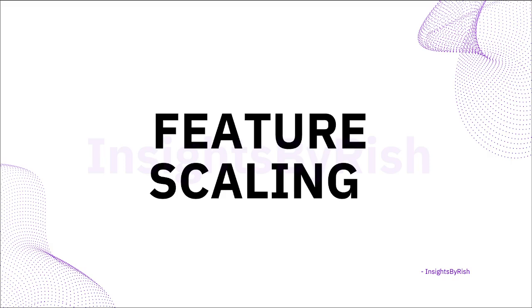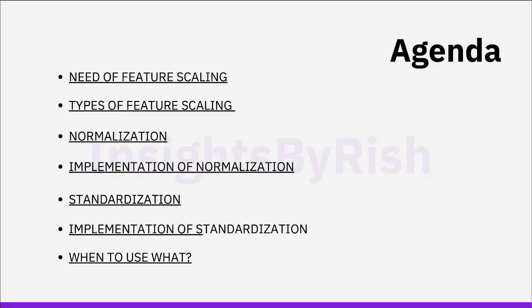In today's video, we are going to talk about feature scaling, which is one of the most important aspects of any machine learning and deep learning model. Now, the agenda of this video goes like, first we'll try to understand the need of feature scaling, then the various and the most popular types of feature scaling. Then we will talk about normalization and standardization. Also, we'll try to implement that. And then we will also try to understand when to use which method.